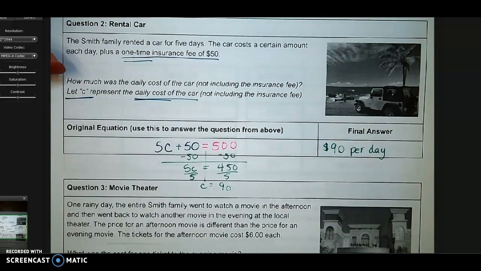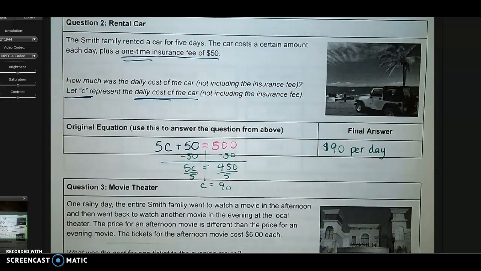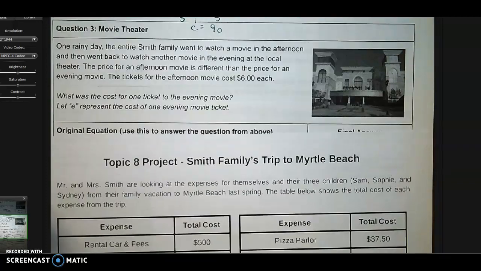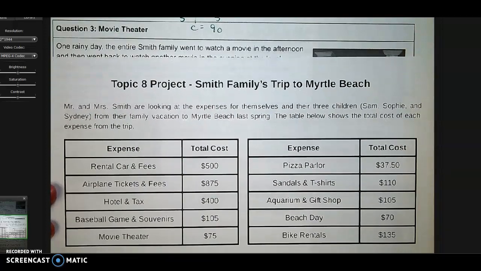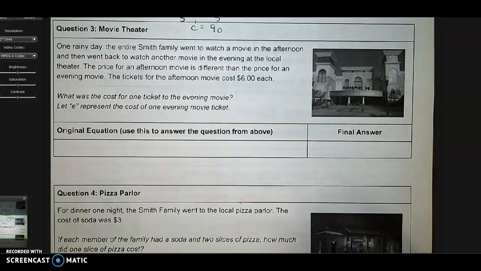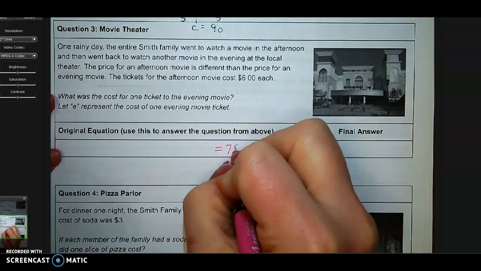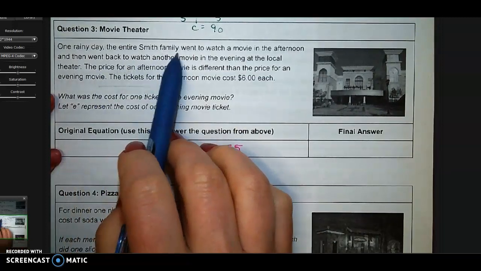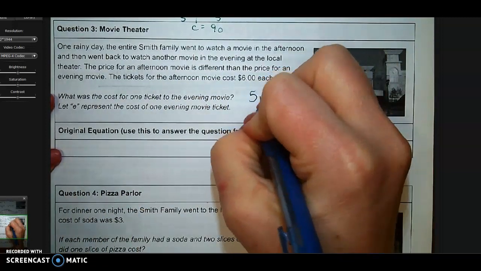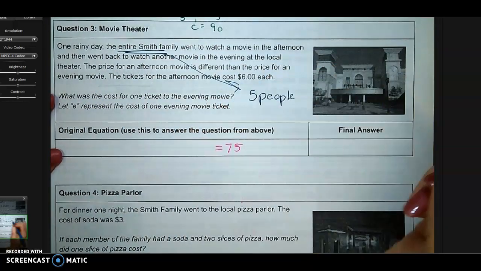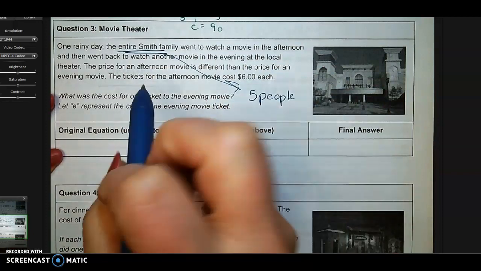Our next one is talking about the movie theater. And so my movie theater, you can look on here, $75. So that means that I spent $75. It says one rainy day, the entire Smith family went to watch the movie. So that is 5 people. That's the entire Smith family. They went to watch a movie in the afternoon, and then they went back to watch another movie in the evening at the local theater.